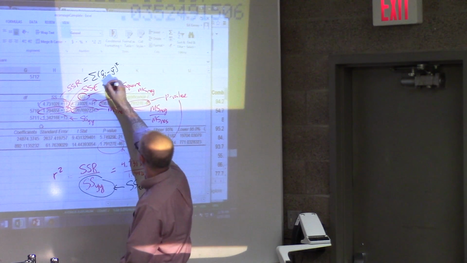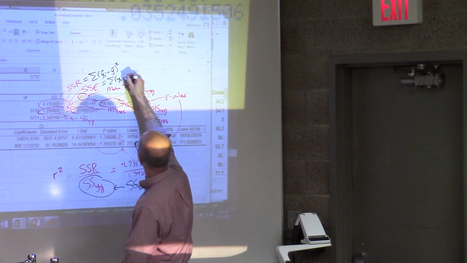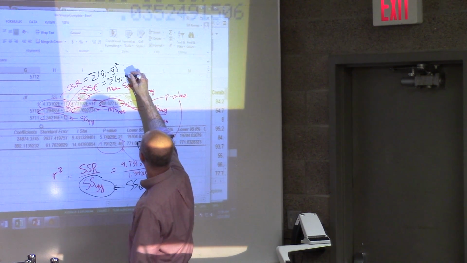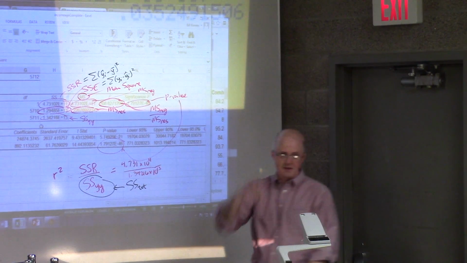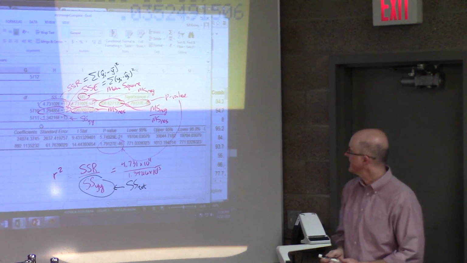SSE measures the sum of the squares of the residuals. And that's going to be large, as it is for this example, when there's a lot of scatter above and below the regression line.